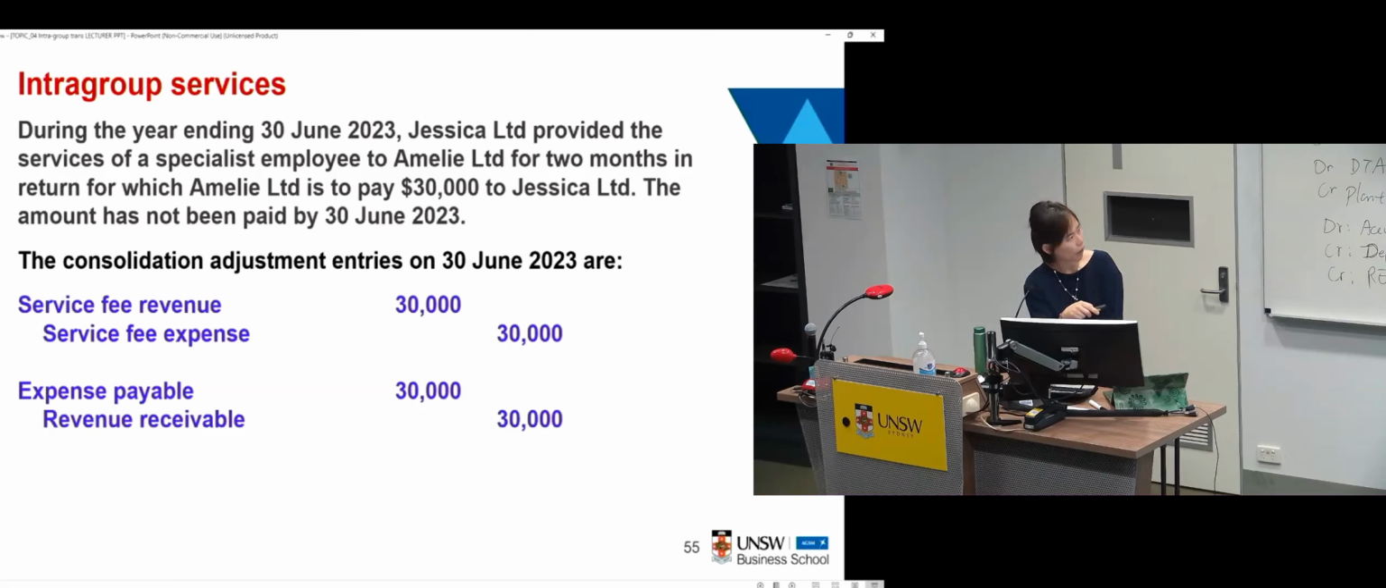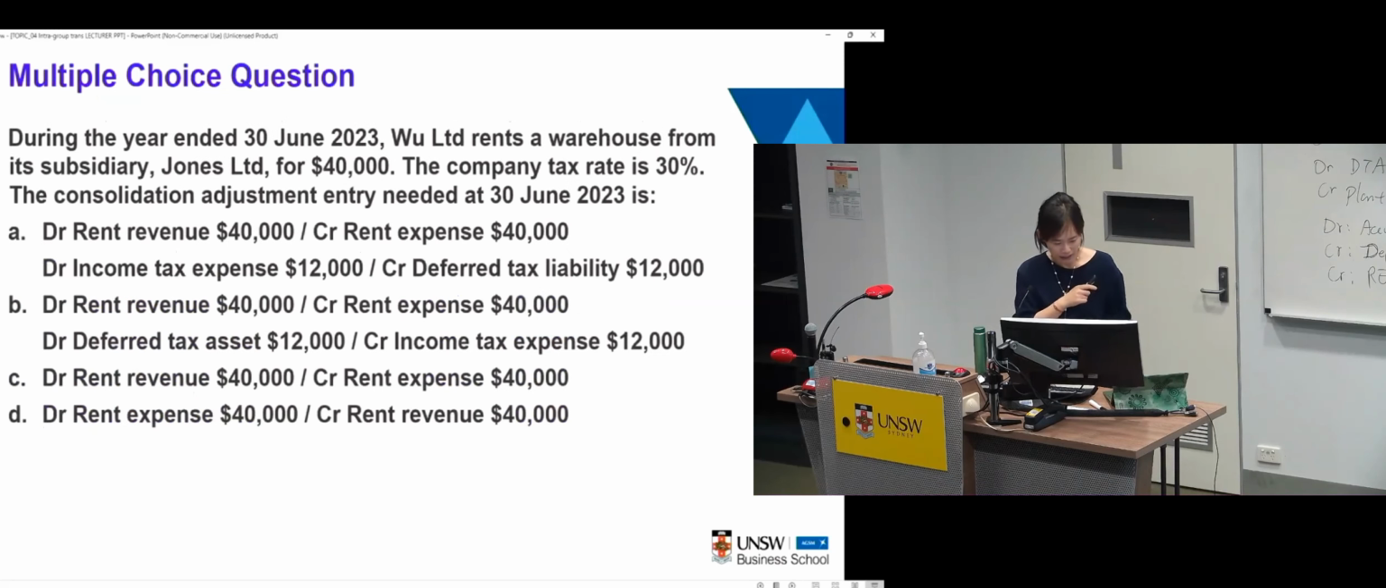Then do you need to carry over this to the next year? Depends on. If the payment is still outstanding, yes, next year have continue to eliminate the payable receivable, right? But this one, no, right? All close to retained earnings, the impact on retained earnings is 0, okay? Now let's look at the following MCQ.